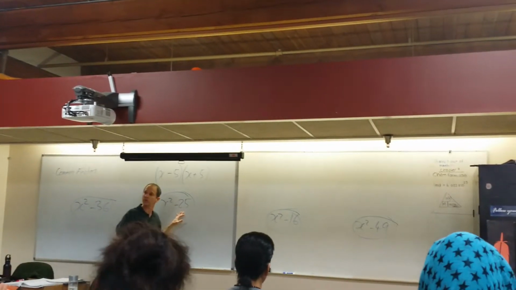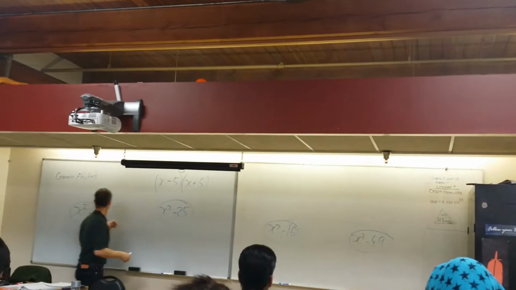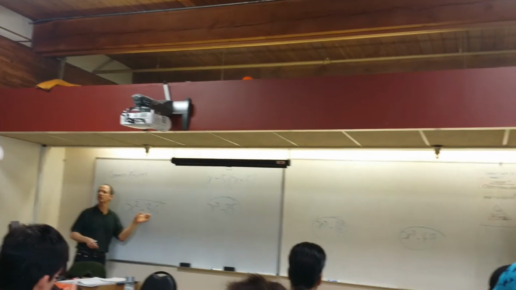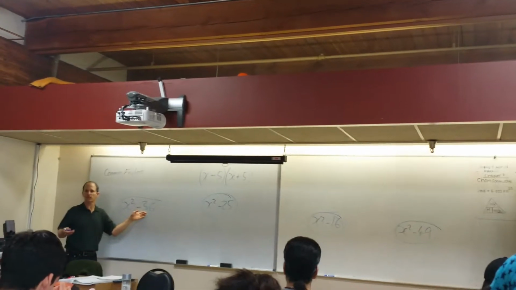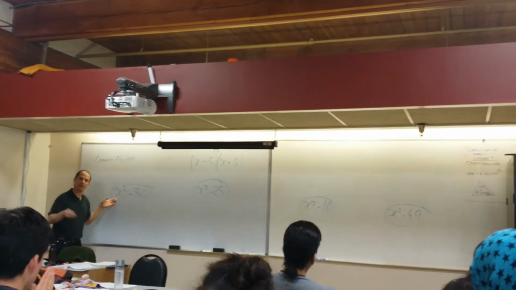What's the square root of 25? 5, because 5 times 5 is 25. What's the square root of 36? 6 times 6. 6. What's the square root of x squared? X times x. X, because x times x.